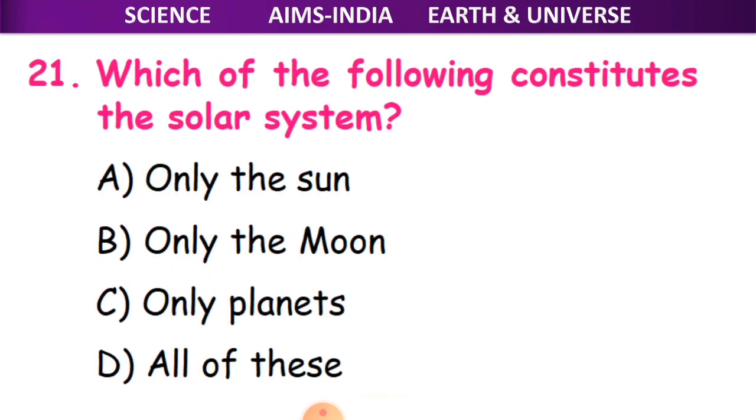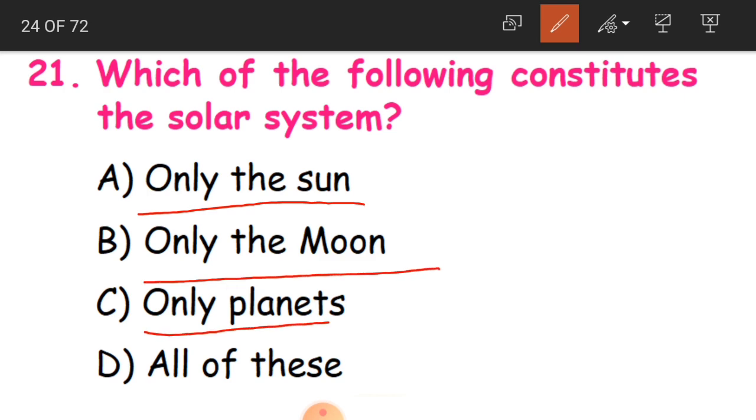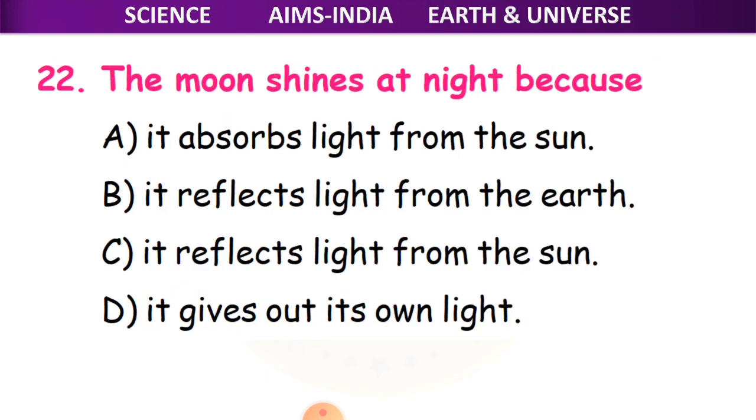Clear, children? Now the 21st question. Which of the following constitutes the solar system? Only the sun, only the moon, only planets, and all of this. So the question is, what all is there in the solar system? What does it constitute? It has the sun, it has the moon, it has all the planets. So all of these, D is the correct answer. Clear? Now the 22nd.